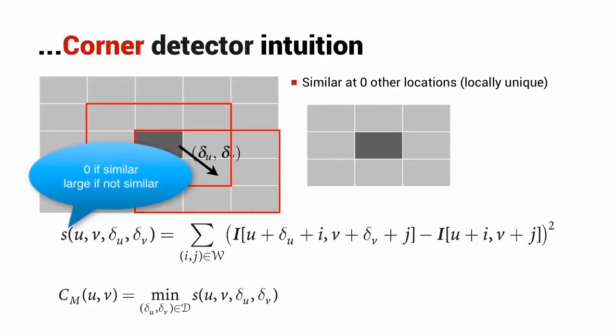If, however, we find that when we shift the window, it's very, very dissimilar to the reference window, then the similarity values are all going to be very high. The minimum of all these very high values is going to be a high value. So we're going to have a high value of cornerness or a high value of uniqueness. So this is the underlying principle of a very simple corner detector, a detector known as the Moravec corner detector, and is really the ancestor of all sorts of modern corner detectors that have followed in its footsteps.